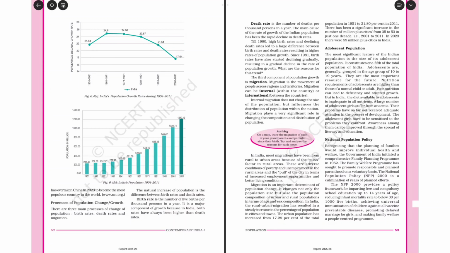Migration plays a very significant role in changing the composition and distribution of population. In India, most migrations have been from rural to urban areas because of the push factor in rural areas. These are adverse conditions of poverty and unemployment in the rural areas and the pull of the city in terms of increased employment opportunities and better living conditions.